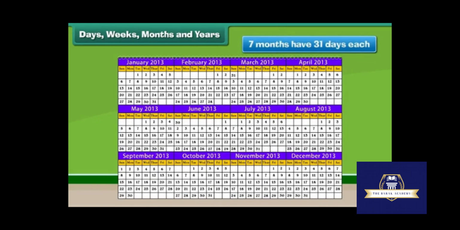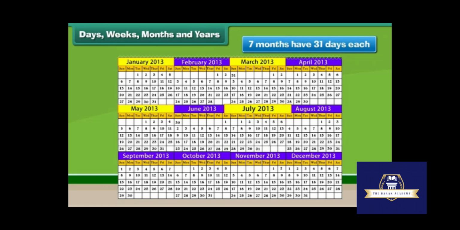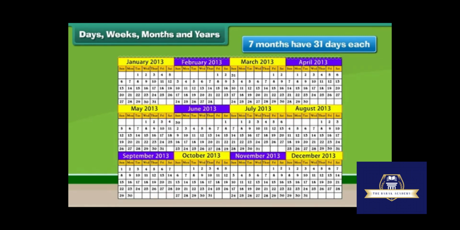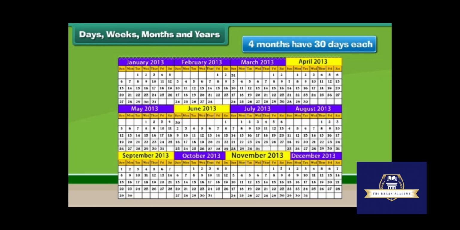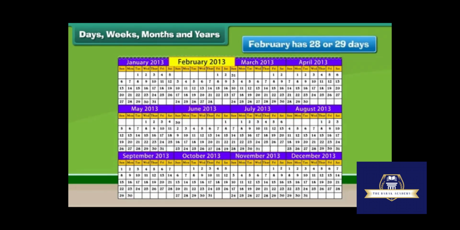Of these, 7 months have 31 days each. These months are January, March, May, July, August, October and December. 4 months have 30 days each. They are April, June, September and November. February is the only month that has 28 or 29 days.